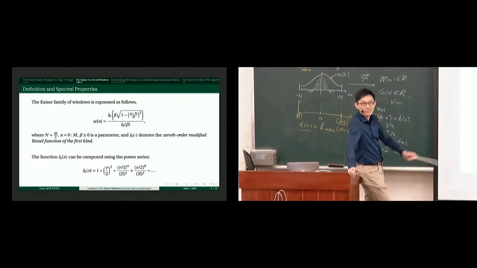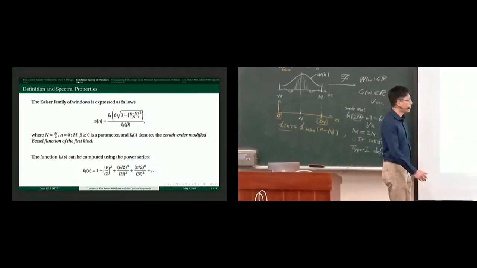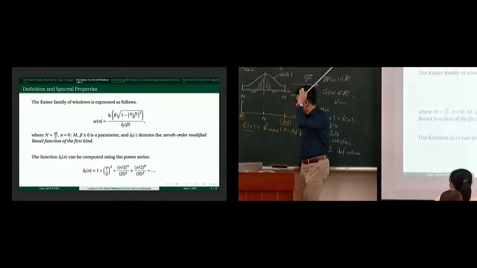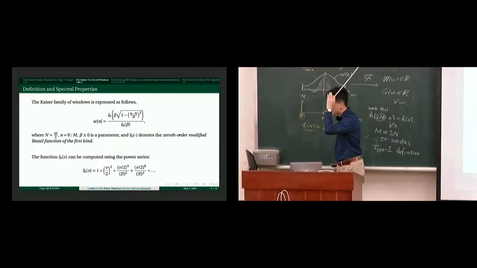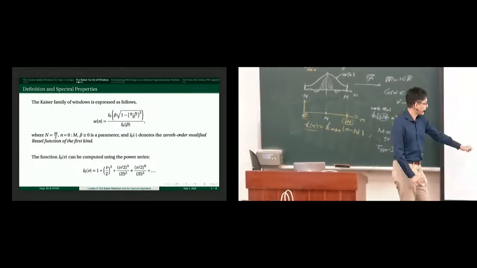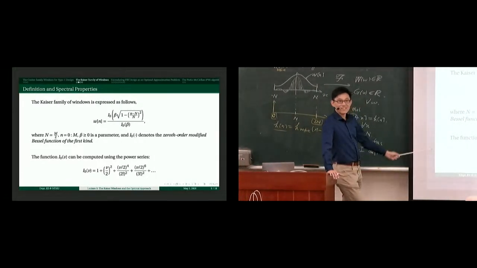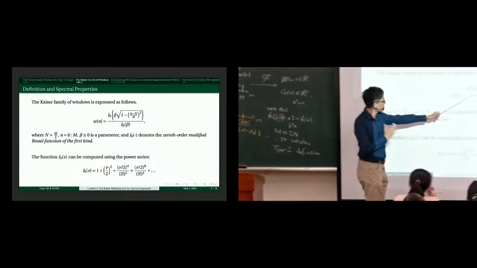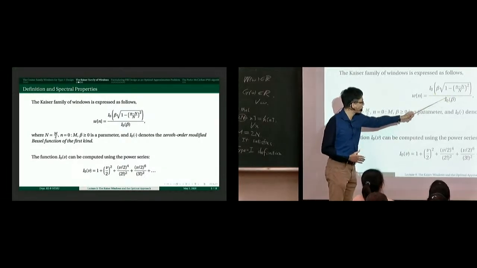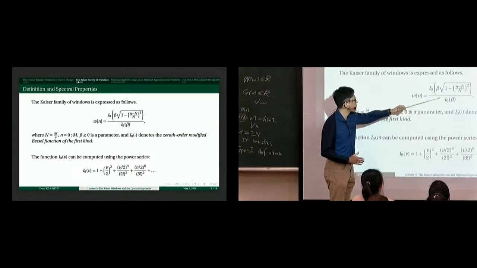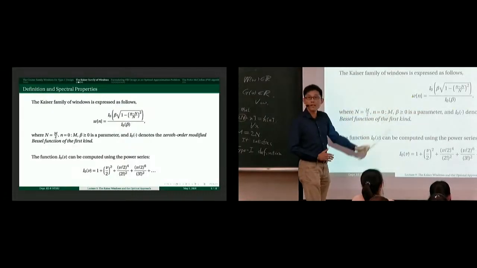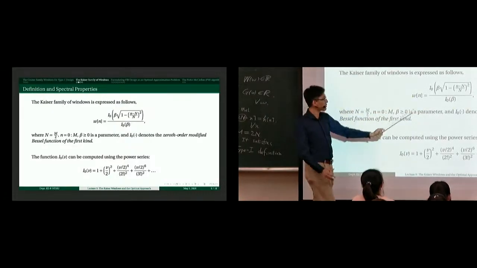Bessel function shows up for no reason. Now, what is a Bessel function? The 0th order modified Bessel function of the first kind has a Taylor expansion, a power series expansion, for your information. It's a branch of math which somehow shows up here. But generally speaking, this I0 of beta is just a normalization factor to make W[n] equal to 1 in the middle.